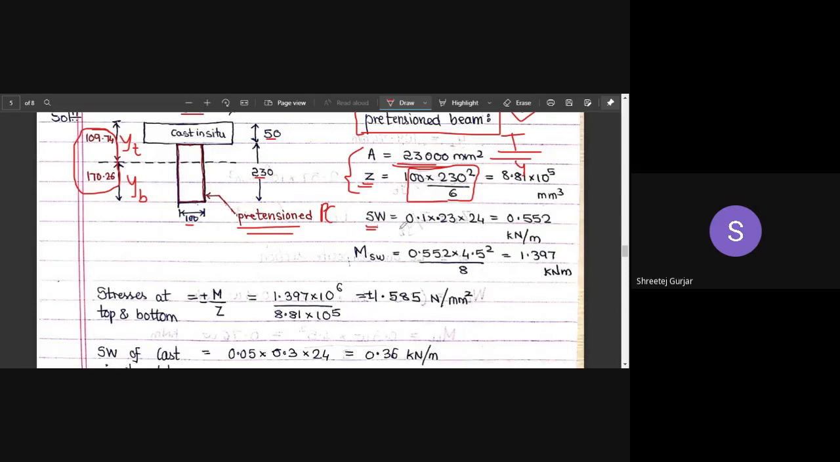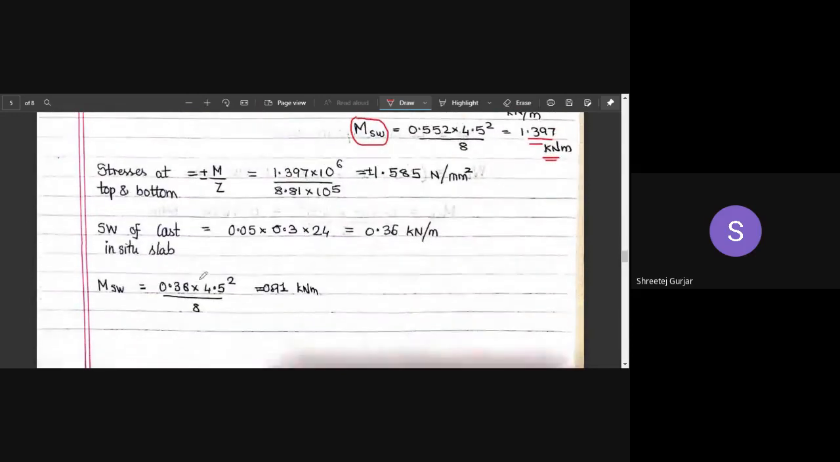The self weight of the precast beam is 0.1 and 0.23 multiplied by the density of concrete. Then the moment due to the self weight of the beam is WL squared by 8, in kilonewton meter. Then the stresses at top and bottom fiber: M by Z, plus or minus M by Z. The moment which we have calculated just now, divided by the section modulus. So this is what we have got.